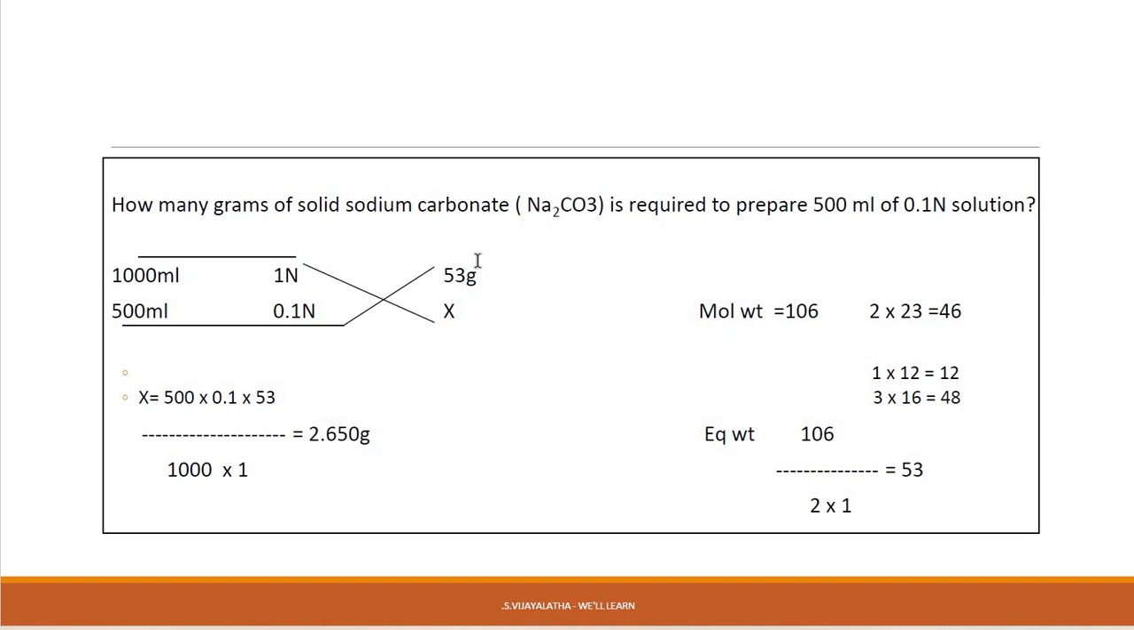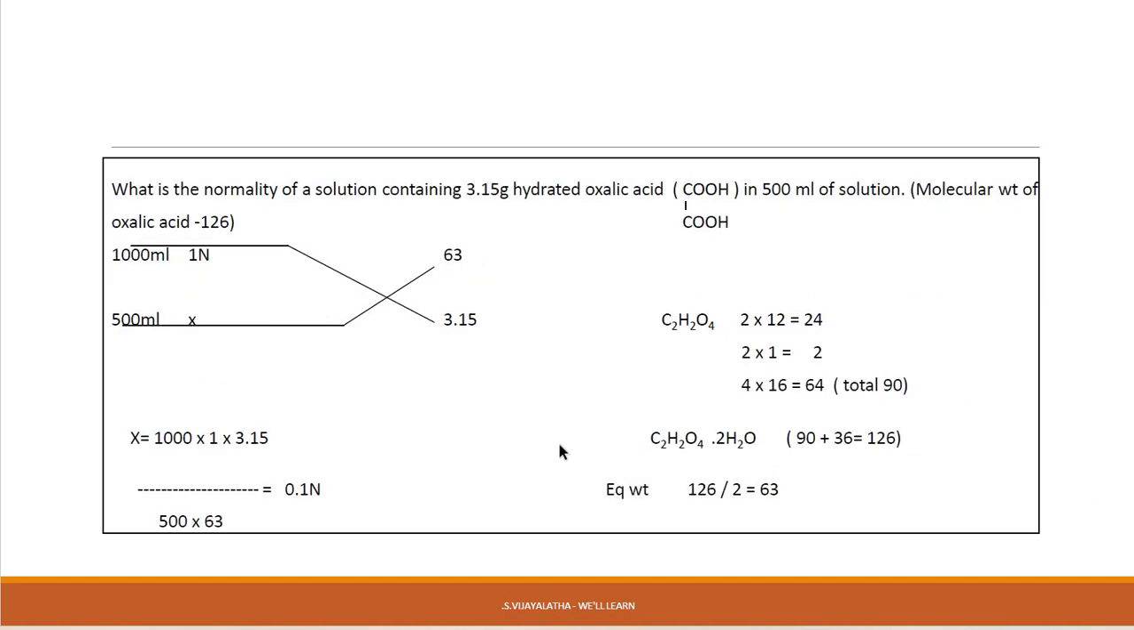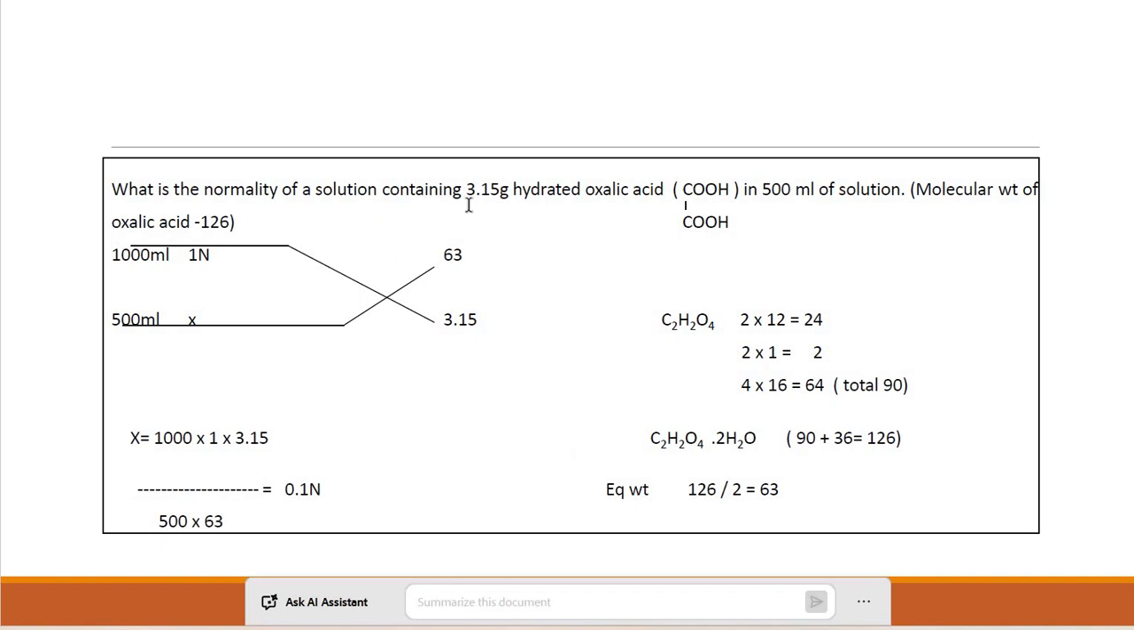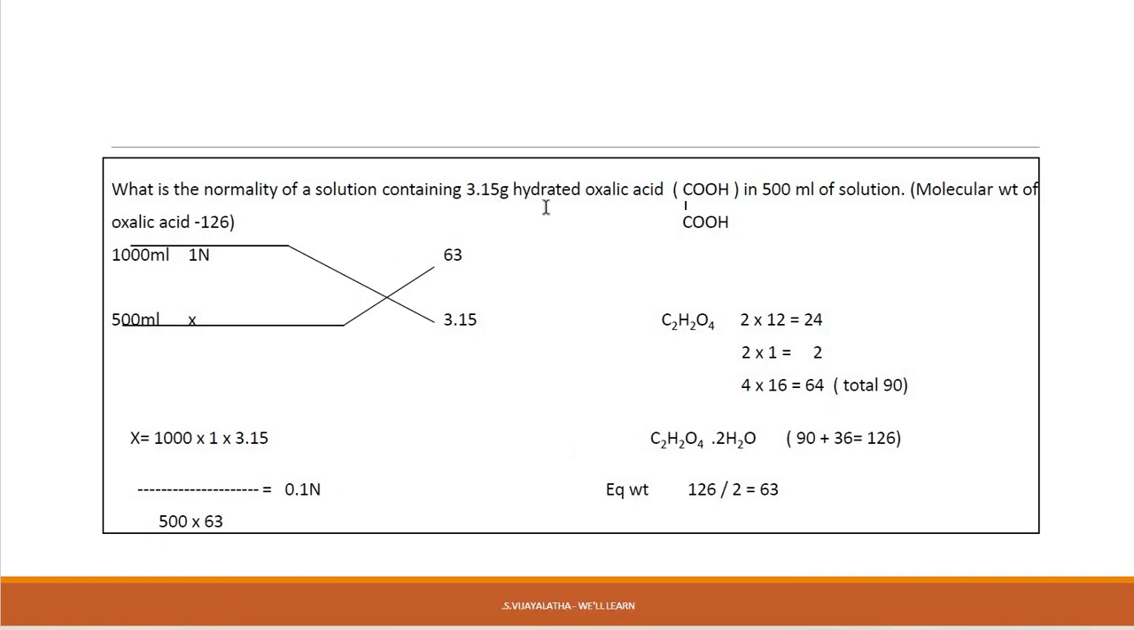As we have already seen, we can not only find out how much we have to weigh to prepare a particular normal solution, we can also find out the normality, or even find out in how much volume we have to dissolve. So we will see one problem for how to find out the normality of a solution. What is the normality of a solution containing 3.15 grams hydrated oxalic acid in 500 ml of the solution? The molecular weight of oxalic acid is given as 126.